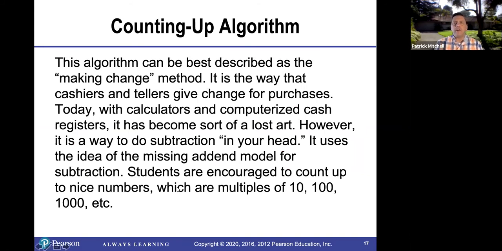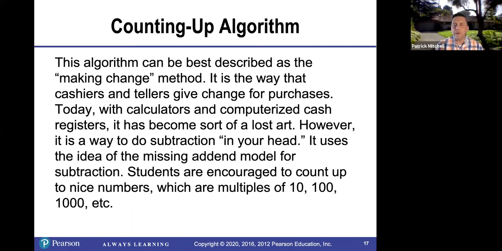The counting up algorithm can best be described as the making change method. It is the way that cashiers and tellers used to give change for purchases, but today with calculators and computerized cash registers, it's become sort of a lost art. So you see this less and less frequently. It tends to be older cashiers who still do this, because maybe when they first started, they didn't have the same kind of cash registers that we have now.